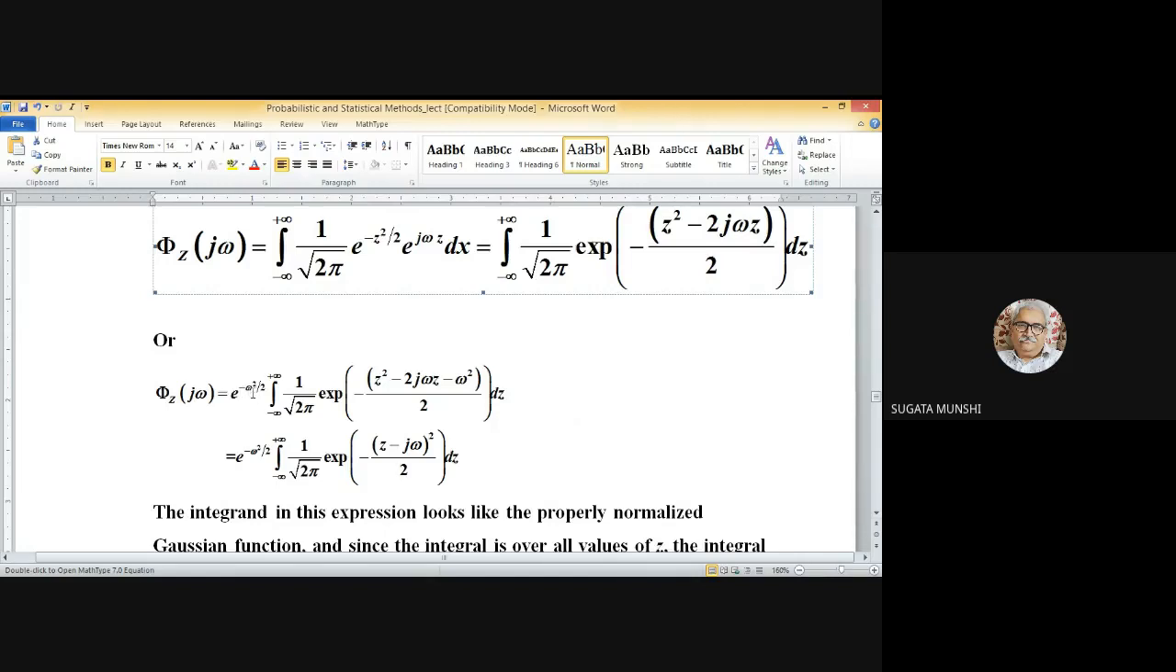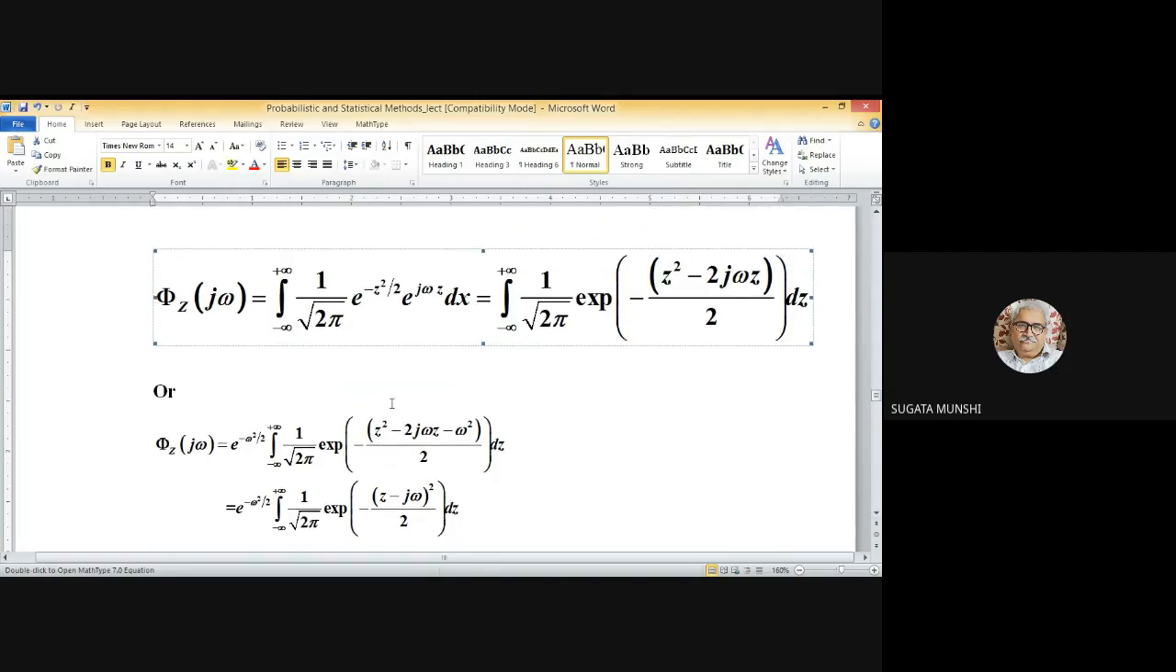If you have e to the power minus omega square by 2 here, what will appear here will be e to the power omega square by 2. So that is appearing here. So you again club it with the exponential function. And what you get, this means z minus j omega whole squared, and you have this 2 in the denominator.